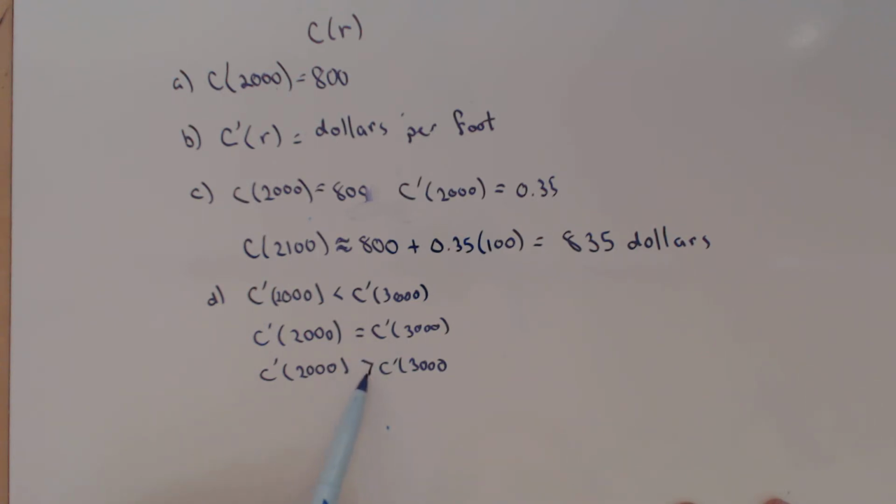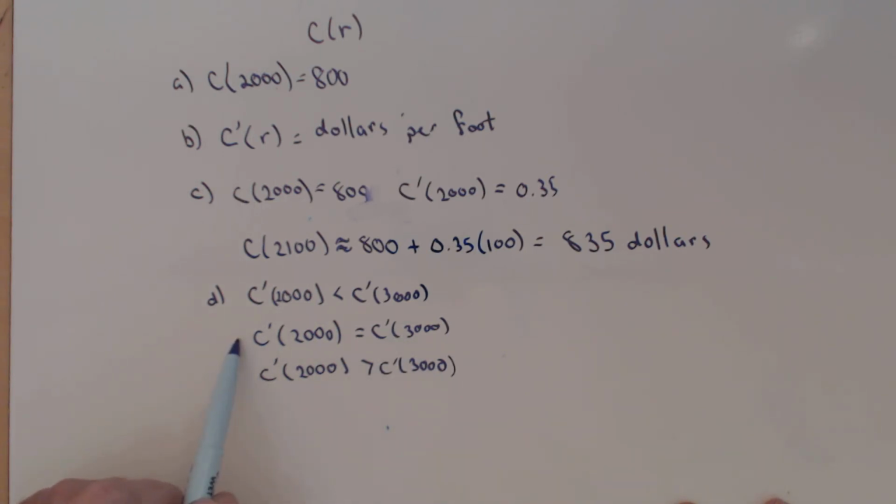Finally, C prime of 2,000 is greater than C prime of 3,000. This could happen because maybe the more we produce, the cheaper our per foot price is. So our costs are going up more slowly when we produce 3,000 feet than 2,000 feet, because we get a better price on the materials. So each of these could be possible.